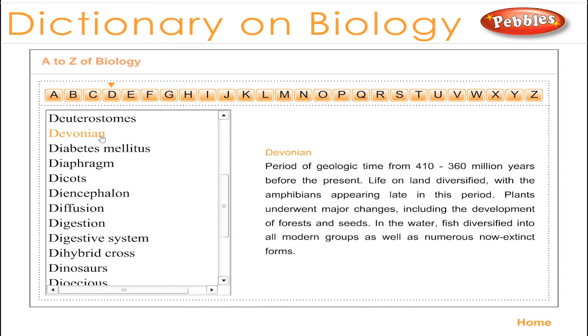Devonian, Devonian period of geological time from 410 to 360 million years before the present. Life on land diversified with the amphibians appearing late in this period. Plants underwent major changes including the development of forests and seeds. In the water, fish diversified into all modern groups as well as numerous now extinct forms.